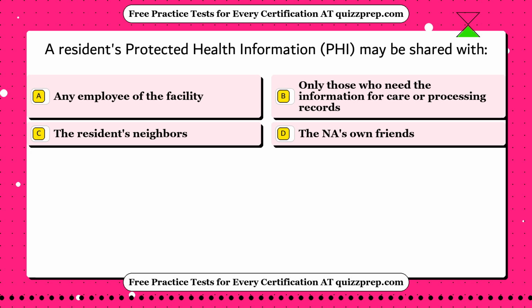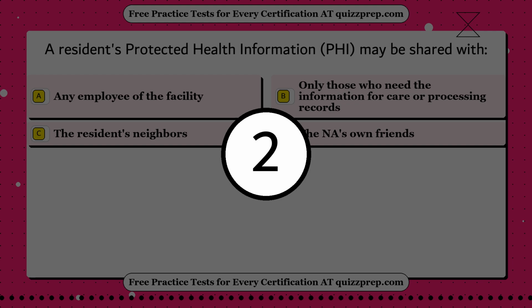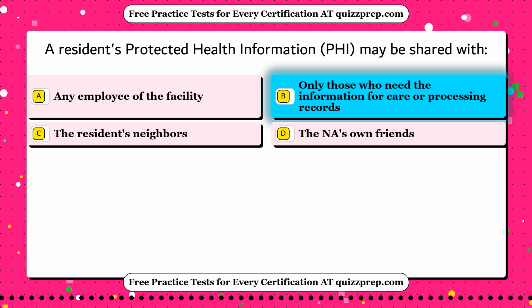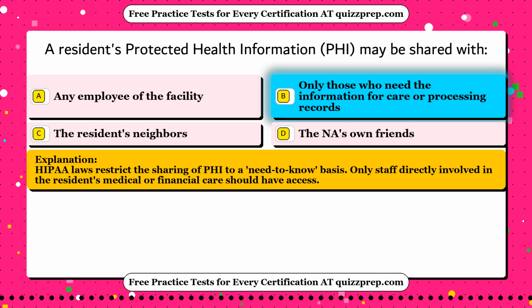A resident's protected health information, PHI, may be shared with option A, any employee of the facility. Option B, only those who need the information for care or processing records. Option C, the resident's neighbors. Option D, the NA's own friends. The correct answer is option B, only those who need the information for care or processing records. HIPAA laws restrict the sharing of PHI to a need-to-know basis. Only staff directly involved in the resident's medical or financial care should have access.